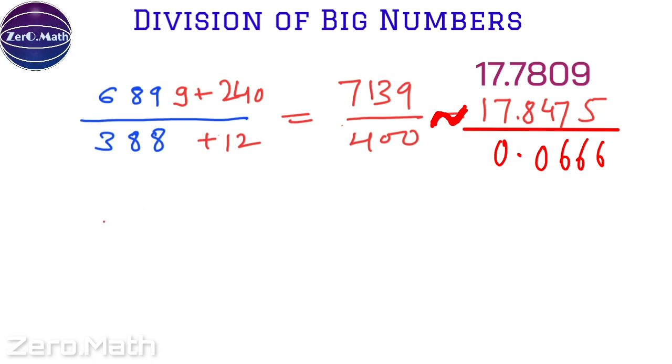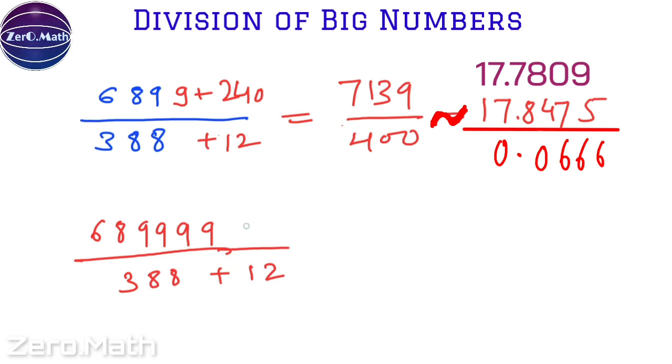Similarly, if I try to divide 68999 by 388, let's see what answer we get and what the difference is. So I have to add 12 here. So this will be 400.